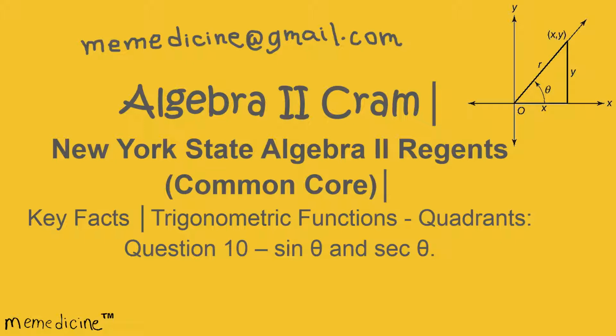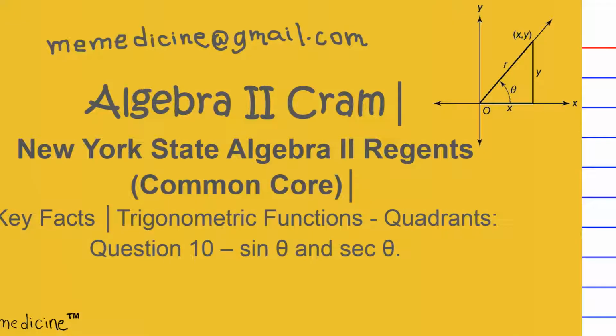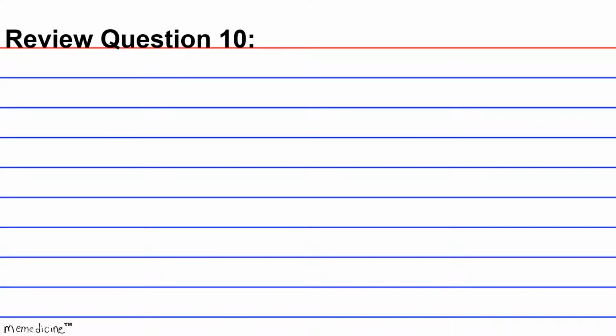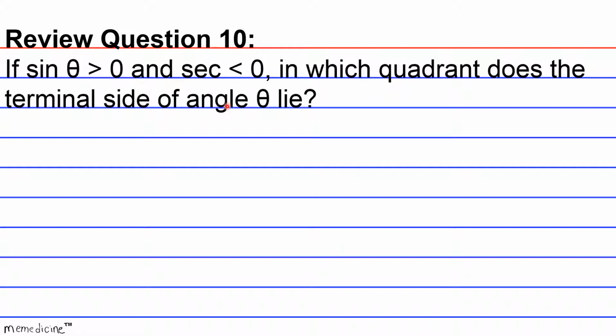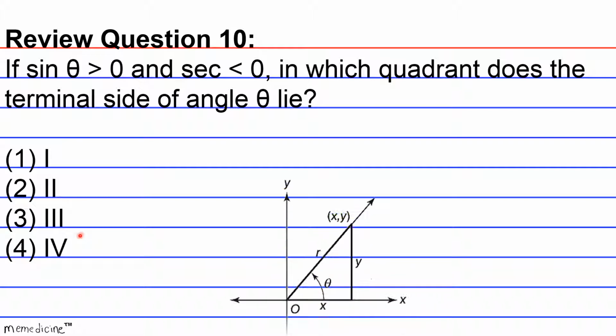All right, let's delve into this problem together. Review question 10. If the sine of theta is greater than 0, this is another way of saying it's positive. And if the secant of theta is less than 0, this is another way of saying that the secant has a negative sign. In which quadrant does the terminal side of angle theta lie? Is it 1, quadrant 1, 2, quadrant 2, 3, quadrant 3, or 4, quadrant 4?